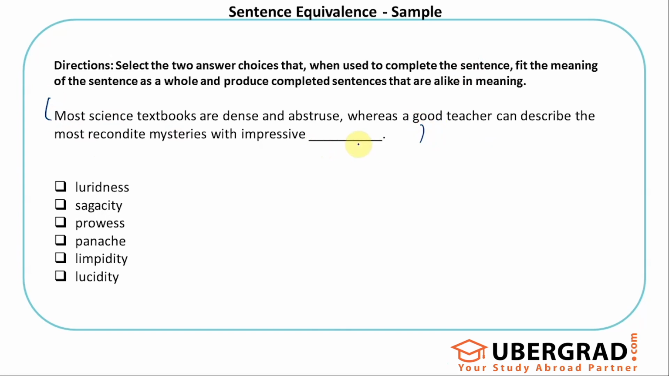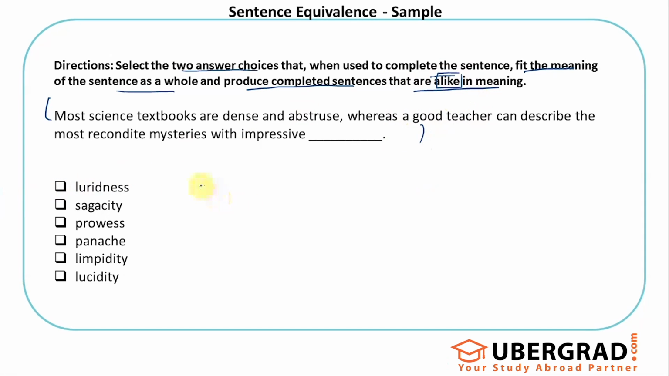There is a blank here. You need to select two answer choices from the given list. If we put those choices in the blank, they should fit the meaning of the sentence as a whole and produce completed sentences that are alike in meaning, right? So the two words should not simply complete the sentence, but they should also give a similar meaning. The essence that you get after reading the completed sentence should give the same feeling, right?